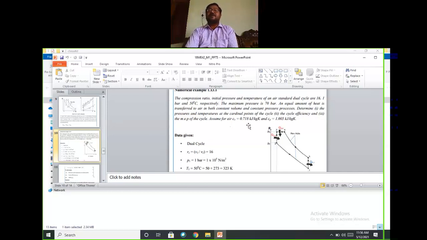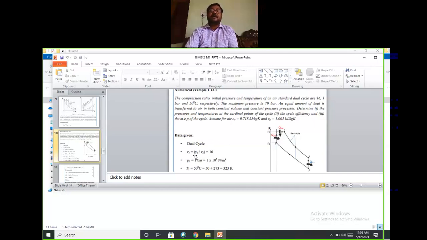Assume Cv is 0.718 and Cp is 1.005. These two values are given in the problem, but you must be careful: if not given, you must assume them. Another value, gamma, is Cp divided by Cv, so gamma is equal to 1.4. If it is not given in the problem and is required, you must take it.